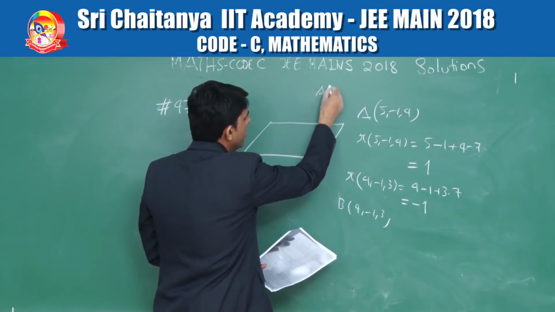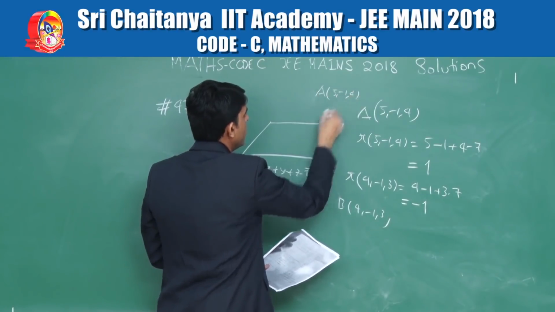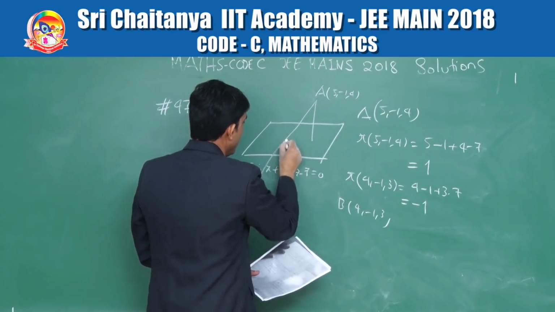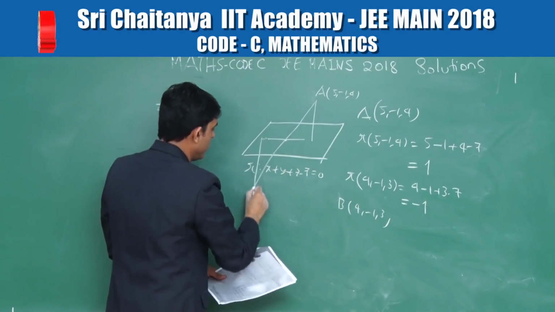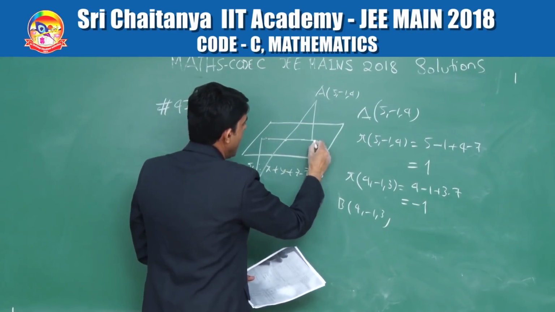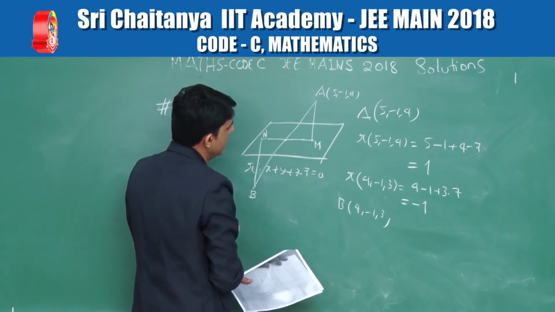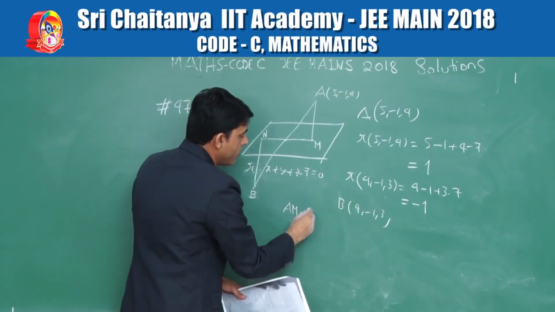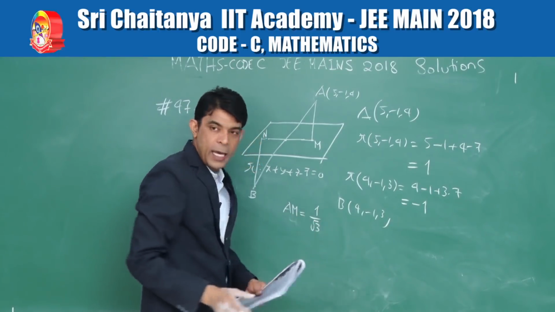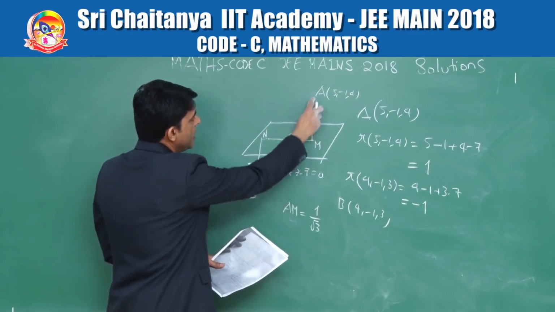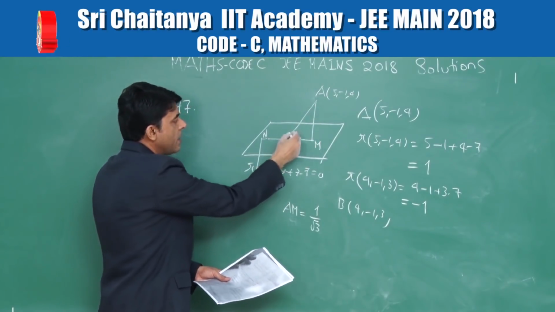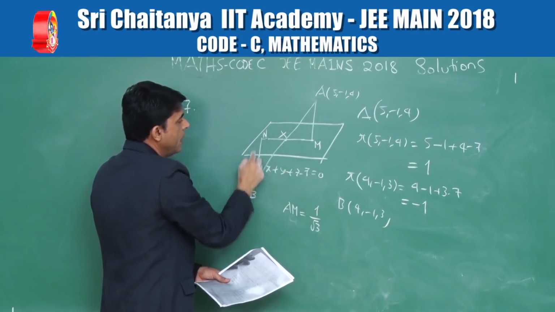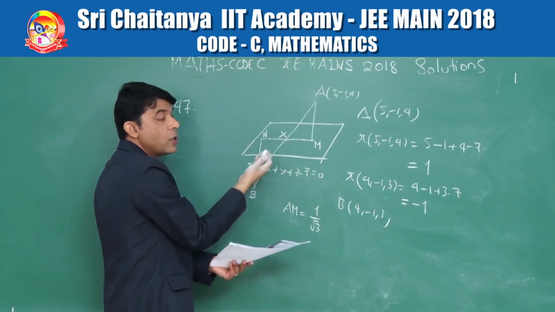So we have A somewhere here. Let's call 5, minus 1, 4. We have got B somewhere here. That is B. That is AM, and that's BN. We also know the length AM because AM turns out to be 1 over root 3, and same for BN. So these lengths AM and BN are equal, and the triangle AM, let's call it X, triangle AMX and BNX, these 2 triangles are congruent.